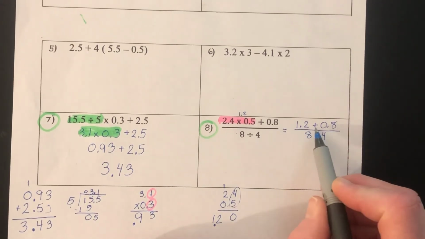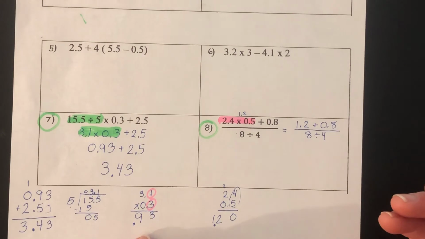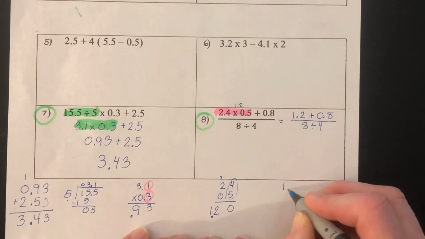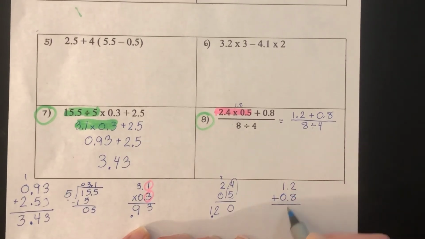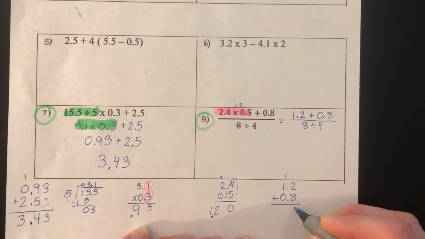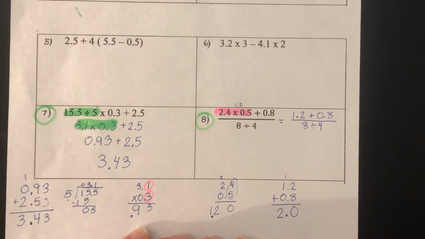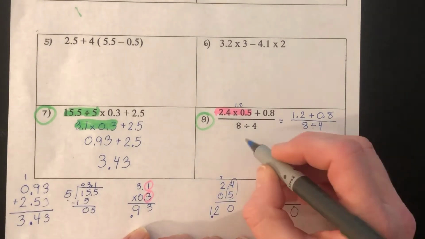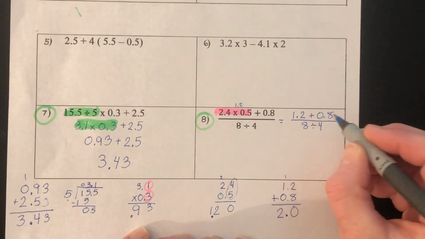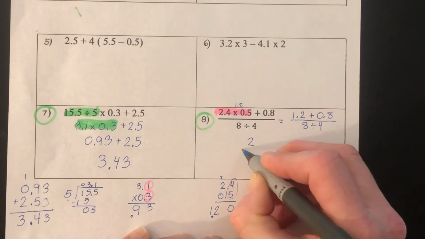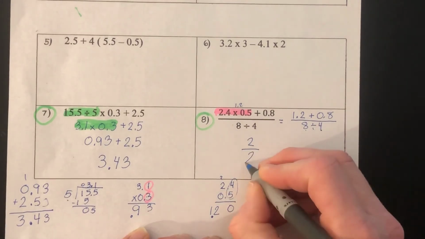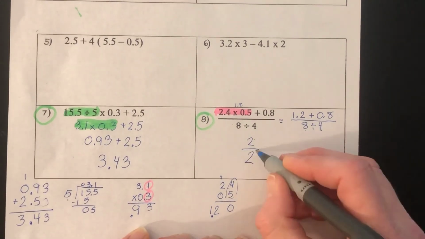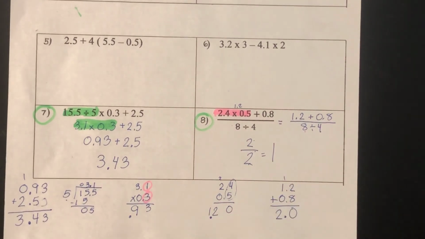So 1.2 plus 0.8, if you don't know what that is already, you would add it out. Remember to line up your decimals. 8 plus 2 is 10. Bring down the decimal. So it's 2. So I'm left with 1.2 plus 0.8 is 2 over 8 divided by 4 is 2. 2 divided by 2 is 1.